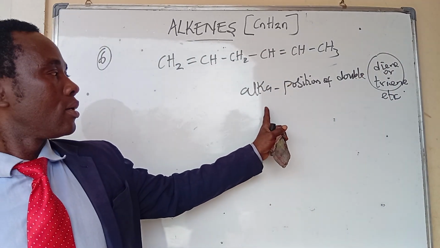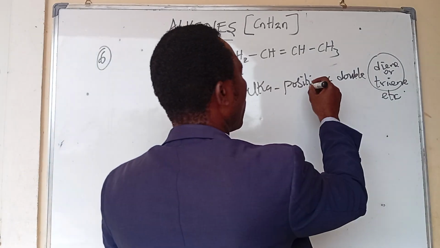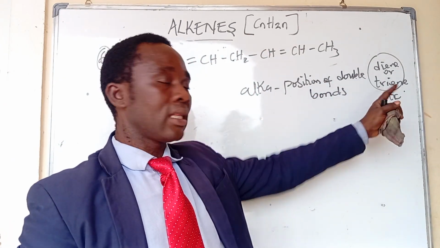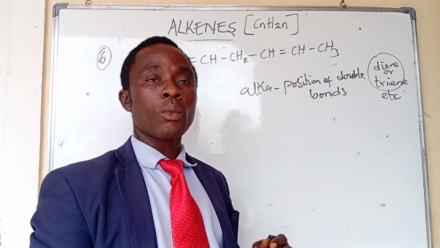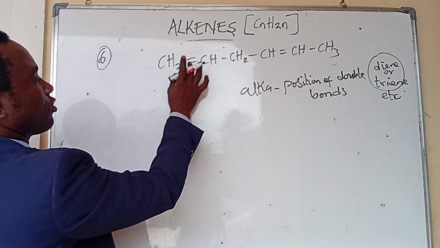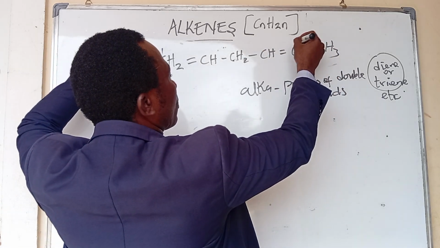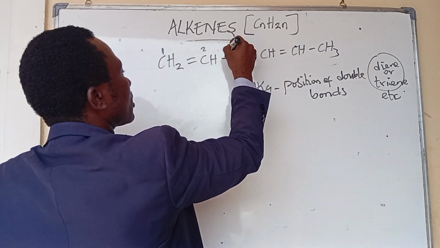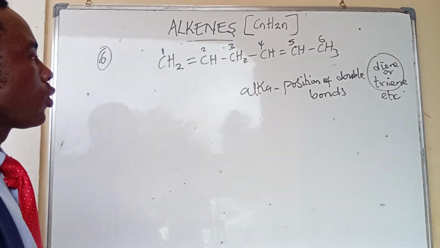So alka, you add the position of the double bonds. Then you add either diene or triene, depending on the number of double bonds, to the suffix. Now, if we look, our double bond comes at number 1 here, but from this side it comes at number 2. So the normal thing is this way. This becomes number 1, 2, 3, 4, 5, and 6.